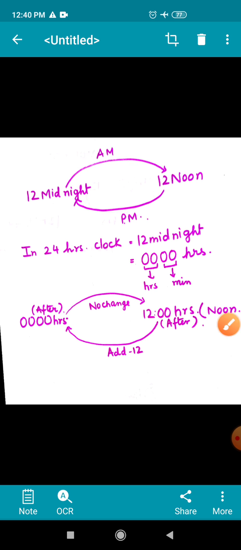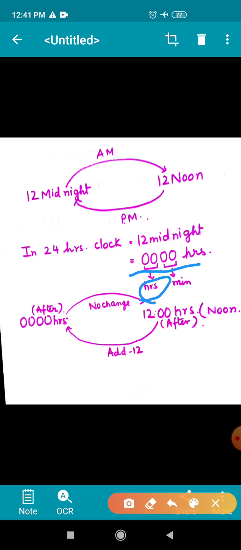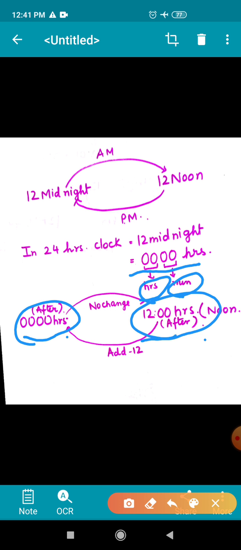Okay. Now children, in 24 hours clock, we represent time in 4 digits. The first 2 digits represent hours and the next 2 digits represent minutes. Children, in 24 hours clock, 12 midnight is represented like this, 0000 hours, and 12 noon is represented like this, 1200 hours. Okay.